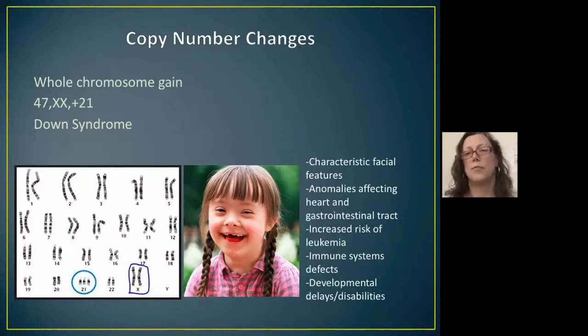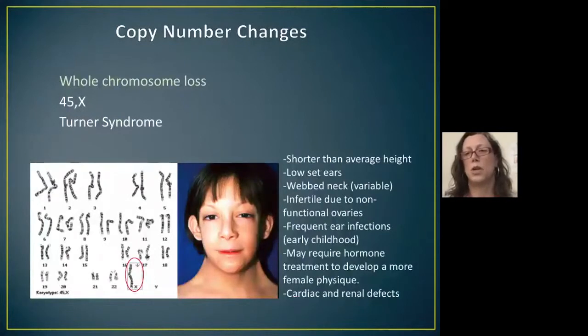Here we have an example of a whole chromosome copy number loss, where we're missing a whole 6th chromosome and are left with only 1 copy of X. This is also known as Turner syndrome. These individuals often have shorter than average height, low set ears, webbed neck, infertility due to non-functional or absent ovaries, frequent ear infections in childhood, cardiac and renal defects, and these patients may require hormone treatment to develop a more female physique.